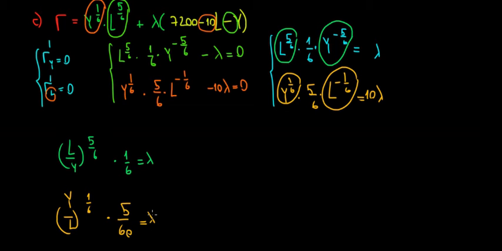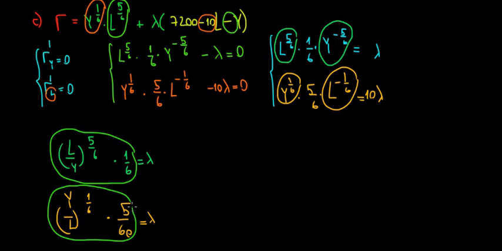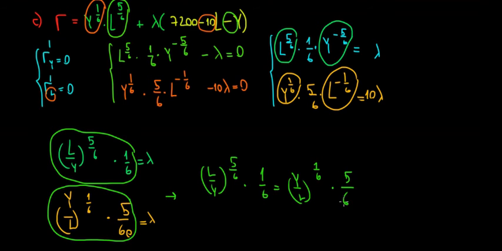Now we did this because we want to make lambda equal to lambda, meaning we can make this expression equal to the second one, and that's what we're going to do. So as a result, we would have L divided by y to the power of 5/6 times 1/6 equals y divided by L to the power of 1/6 times 5/60.